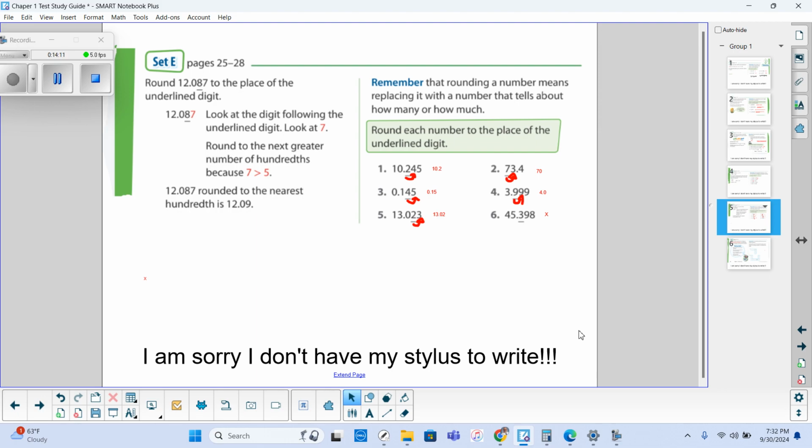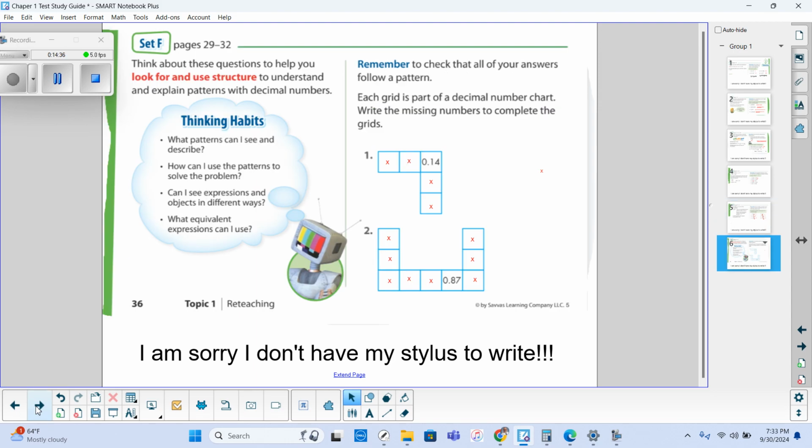The next one is 45.398. After the 3 is a 9, which means I would round the 3 up to a 4. So this is 45.4, or 45 and 4 tenths. Once again, I apologize for not having my stylus to write this.